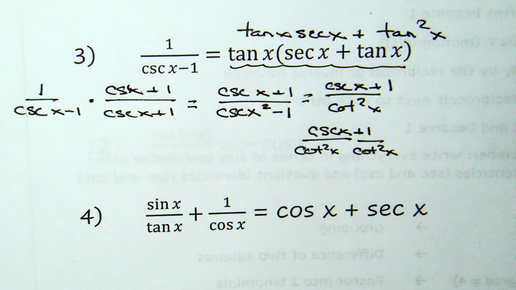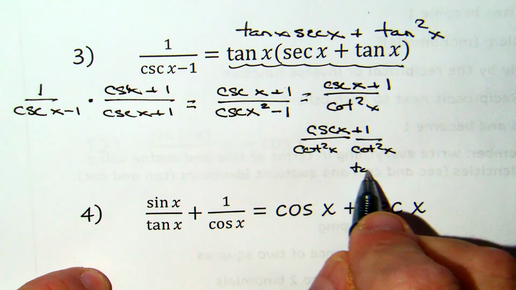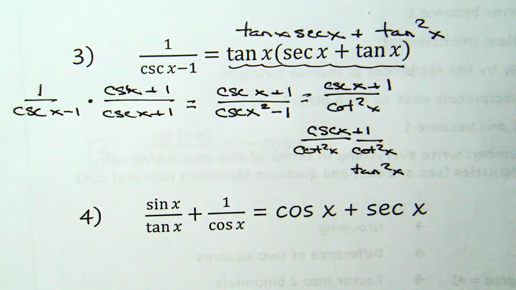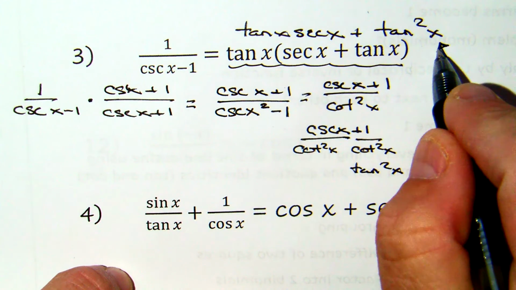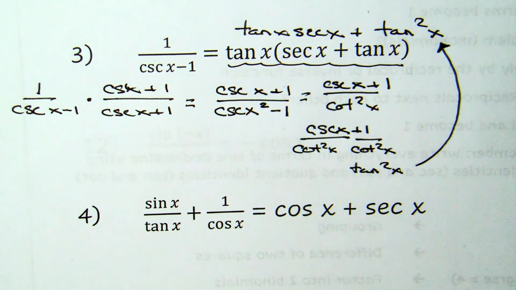Why would you do that? Because I see tangent x is on the right and I see cotangent on the left. Reciprocal works for squared as well. Reciprocal of cotangent is tangent. So that, ladies and gentlemen, becomes tangent squared x. Everybody good with that? So that tangent squared x and that tangent squared x match up, which means now I only have to focus on the left-hand side.